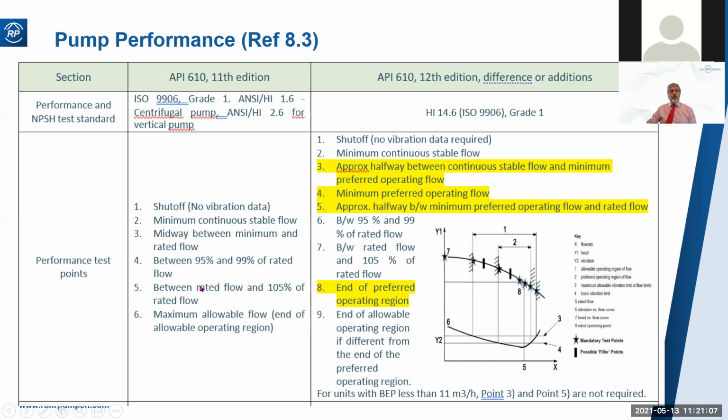Now we're back to another important one, performance testing. Under 11th edition, we had to test through at these 6 points. Now in 12th edition, they're adding 3 additional points. It's a 9-point performance test, except for very small pumps, less than 11 cubic meters an hour. These 3 additional testing points are likely to have price implication. It's going to take longer to test, and on smaller pumps, so many of these points are going to be almost on top of each other.